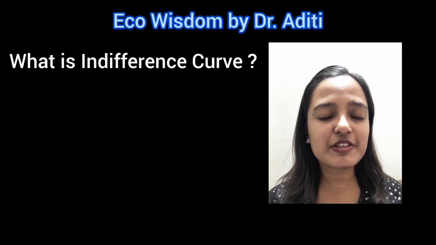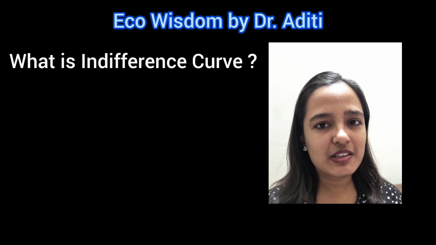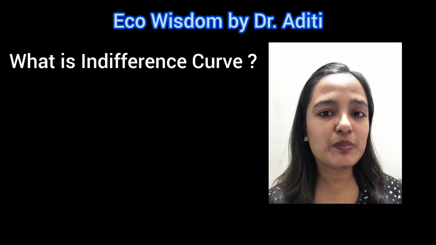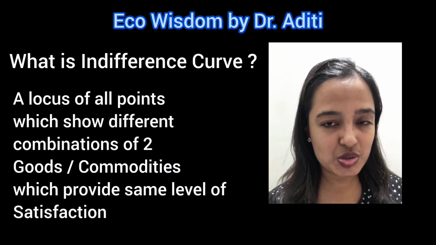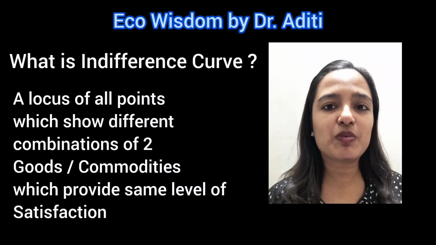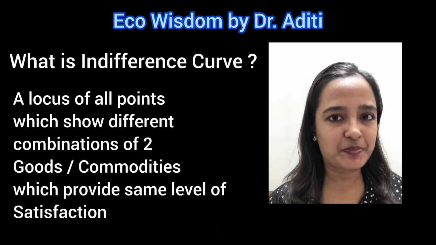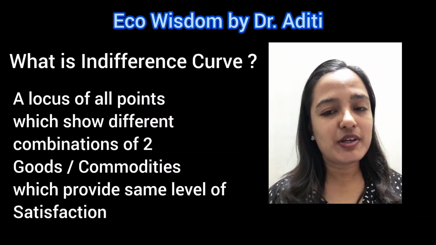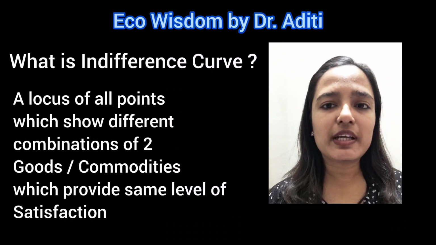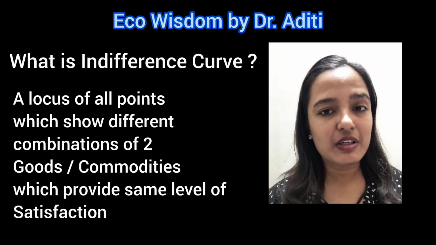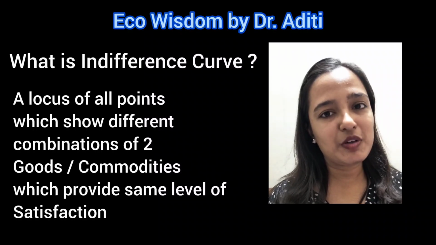So what is indifference curve? Indifference curve is a locus of all points which show different combinations of two goods or two commodities which provide the same level of satisfaction. So for example, there is an indifference curve, and each and every point on that indifference curve will basically show the same level of satisfaction.